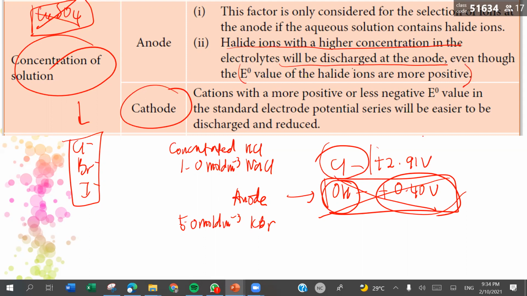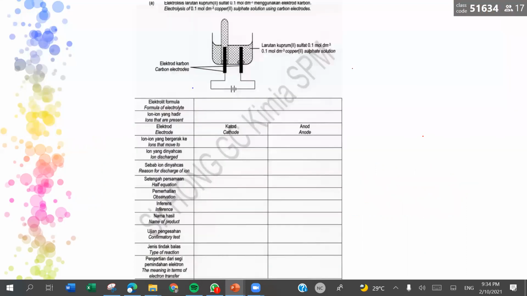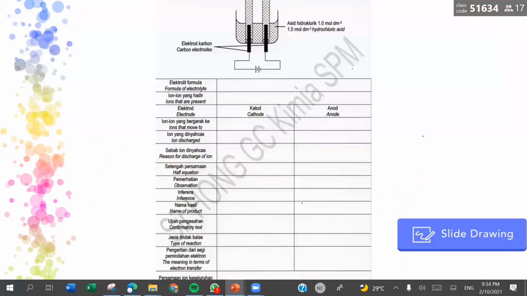Okay, we look at the question, then you will understand better. So I want all of you to look at this question. We did this just now. We just did this hydrochloric acid with 0.001 mole per decimeter cube. Now, teacher is going to do hydrochloric acid 1.0 mole per decimeter cube. I am not going to do the cathode because cathode is the same. I'm only going to go to the anode. Okay, you quickly tell teacher, hydrochloric acid, what are my ions present?